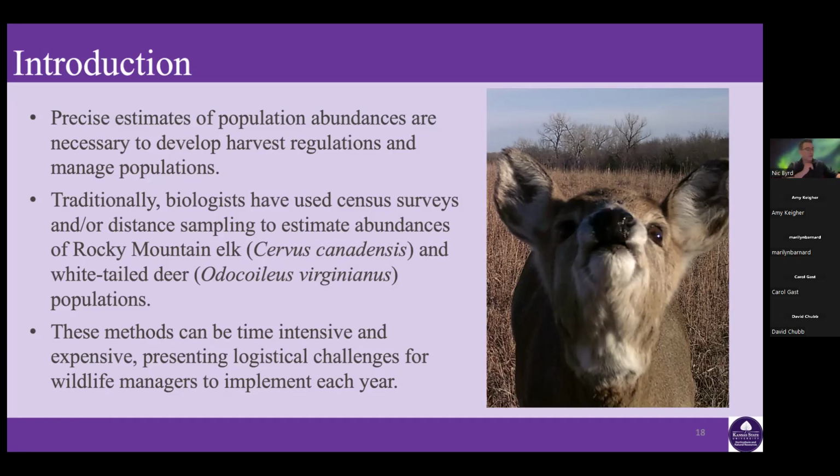So for our introduction, precise estimates of population abundances are necessary to develop harvest regulations and manage populations. Traditionally, biologists have used census surveys and/or distance sampling to estimate abundances of Rocky Mountain elk and white-tailed deer populations. And these methods can be time-intensive, expensive, and can present logistical challenges during certain times of the year for wildlife managers.